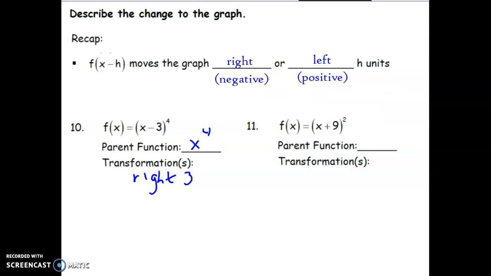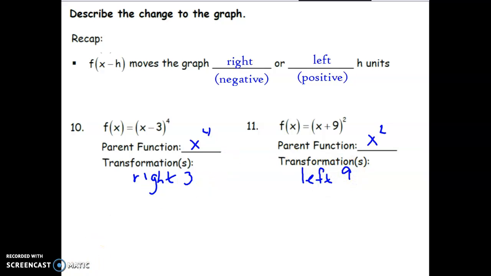Okay, so let's look at x plus 9 in parentheses squared. The parent function this time, what do you guys think the parent function is going to be? Well, it's going to be x squared. Remember, the parent function is just plain old x. And then what does that plus 9 do to the graph? It's going to move it to the left 9 units.